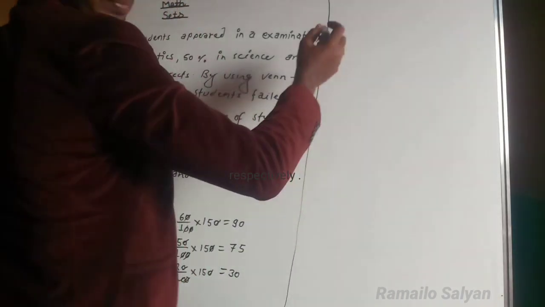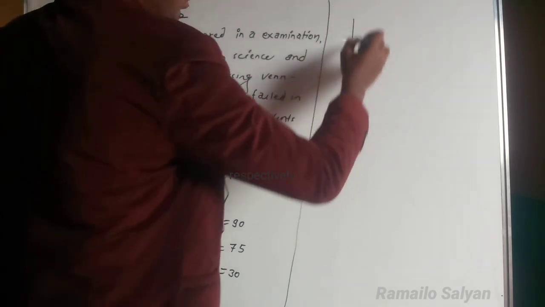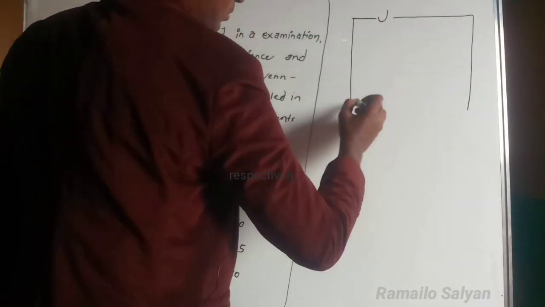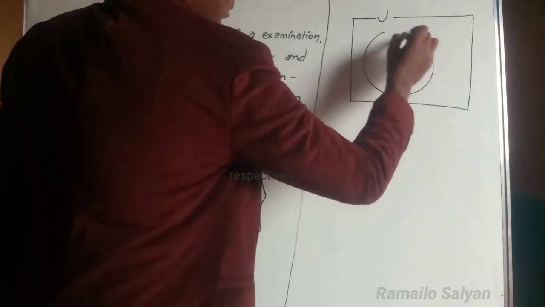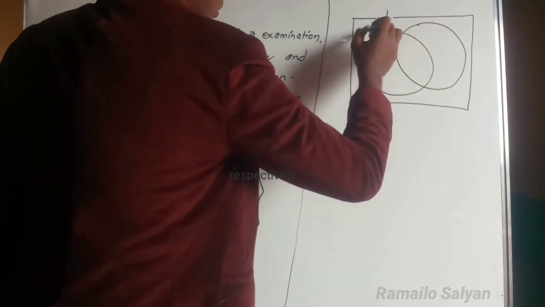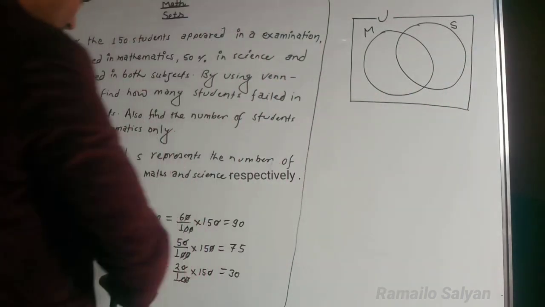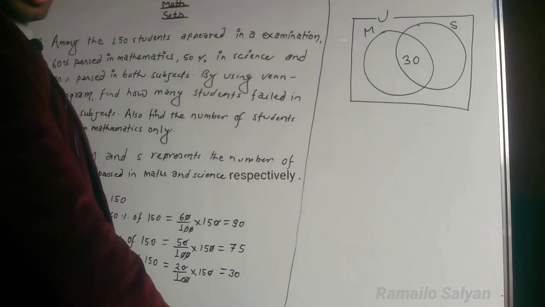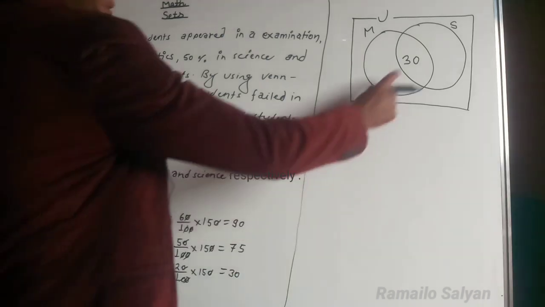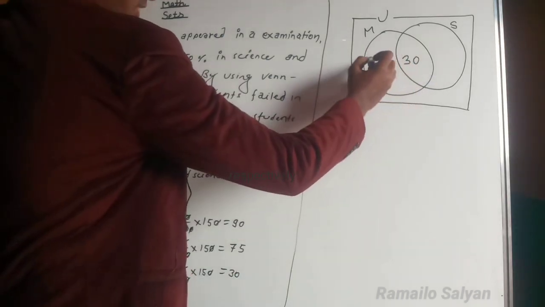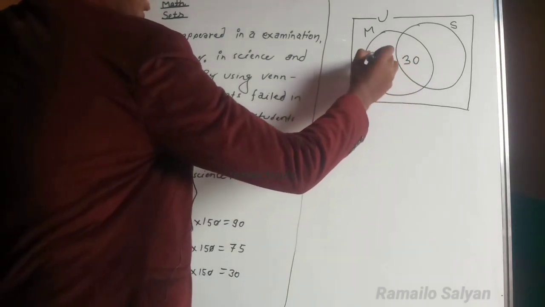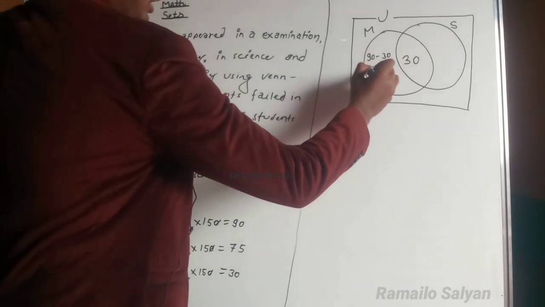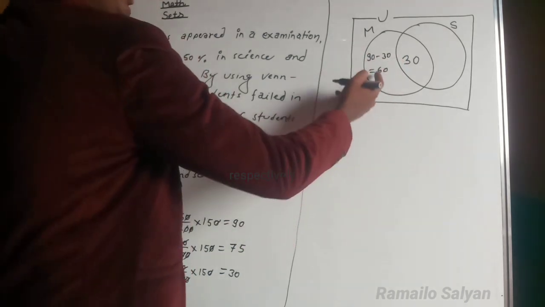Now draw the Venn diagram. M, yes. Intersection region 30. The total cardinality of M is 90. The intersection is 30, which means the only region of M is 90 minus 30, which is 60. We can write down 60 only.